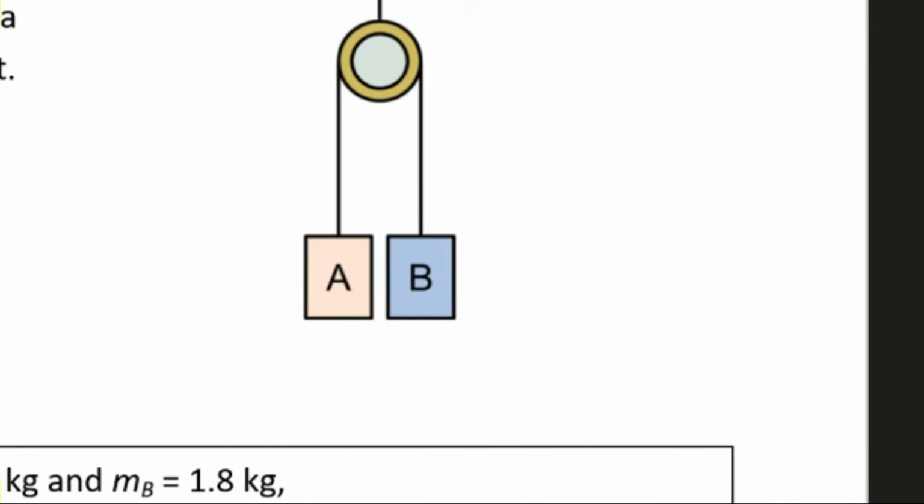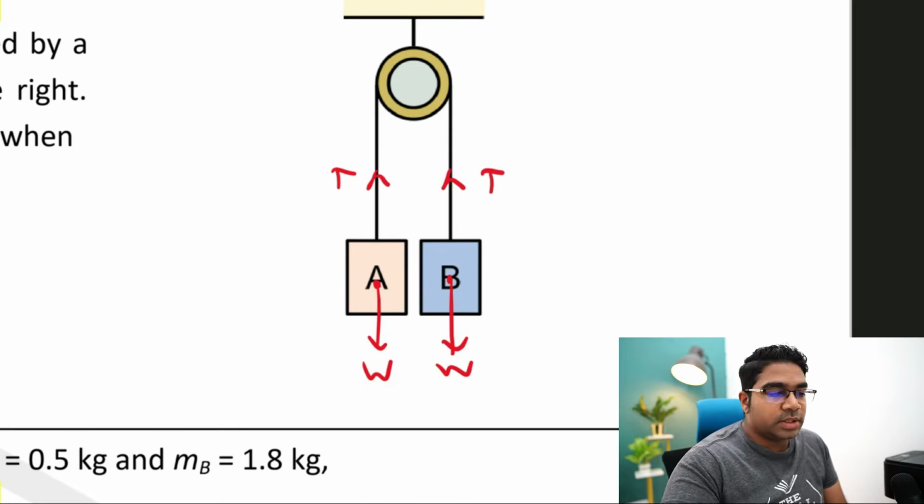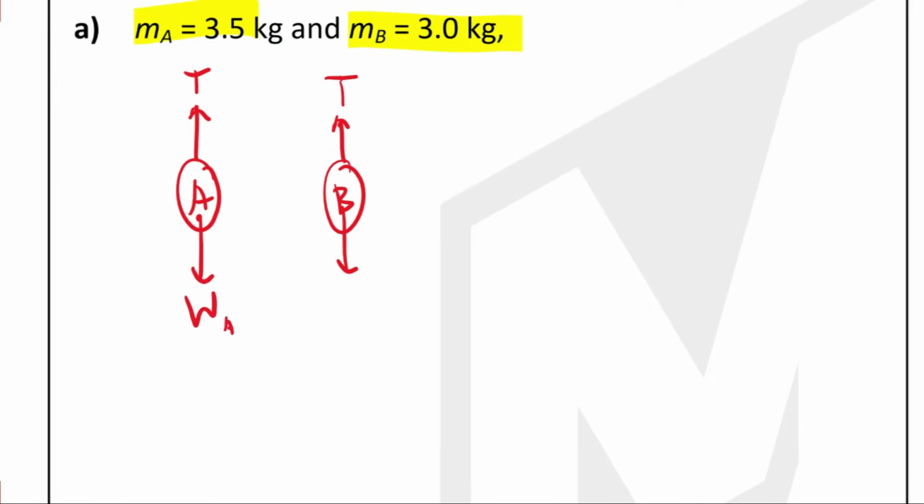Let's look at all the forces acting on these two objects. We have the string pulling the objects upwards, so we have tension force, and then since they have mass, they definitely have weight. These are the only two forces acting on both objects. Let's draw the free body diagram. We have A and B, and then we have the tension force acting upwards. Remember that they are both connected by the same string, therefore the tension will be the same. And then we have weight, let's call this WA and WB.